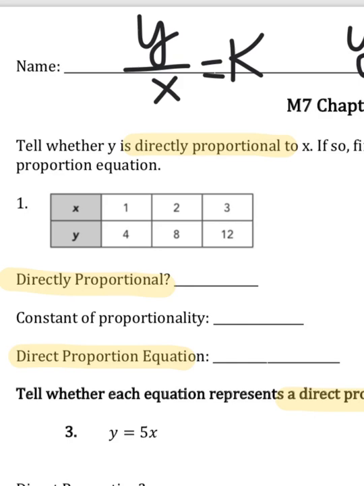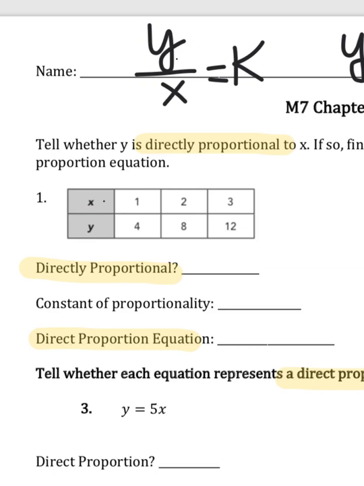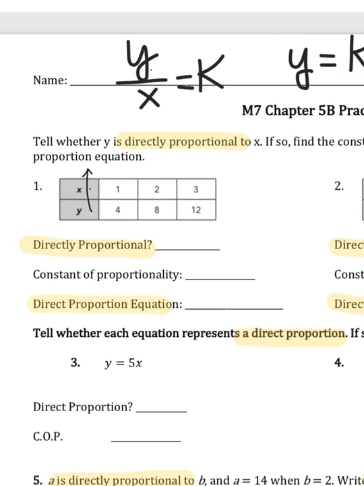So we have y over x equals k. Y divided by x equals k. We're going to go y divided by x. So I'm going to rewrite these ratios here. So y divided by x, y divided by x, y divided by x. And if I divide all those down, 4 divided by 1 is 4, 8 divided by 2 is 4, and 12 divided by 3 is 4, and those would give me the constant.